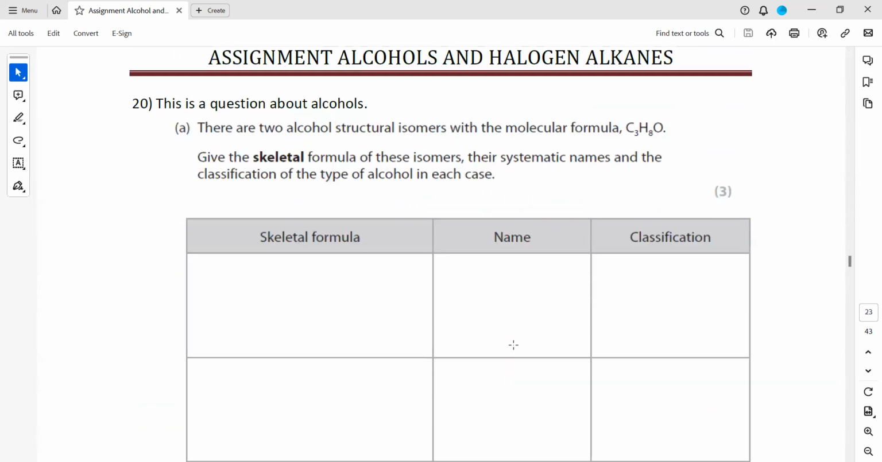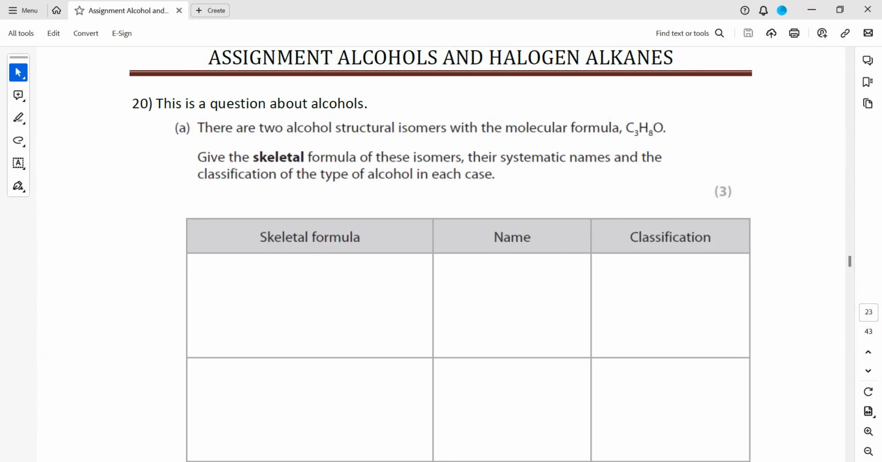So this is question 20, and this question is about the alcohols. There are two alcohol structural isomers with a molecular formula of C3H8O. Give a skeletal formula. So we have to draw a skeletal formula. In the skeletal formula we represent either the functional groups or the carbon chains. We don't represent the hydrogens in the skeletal formula.